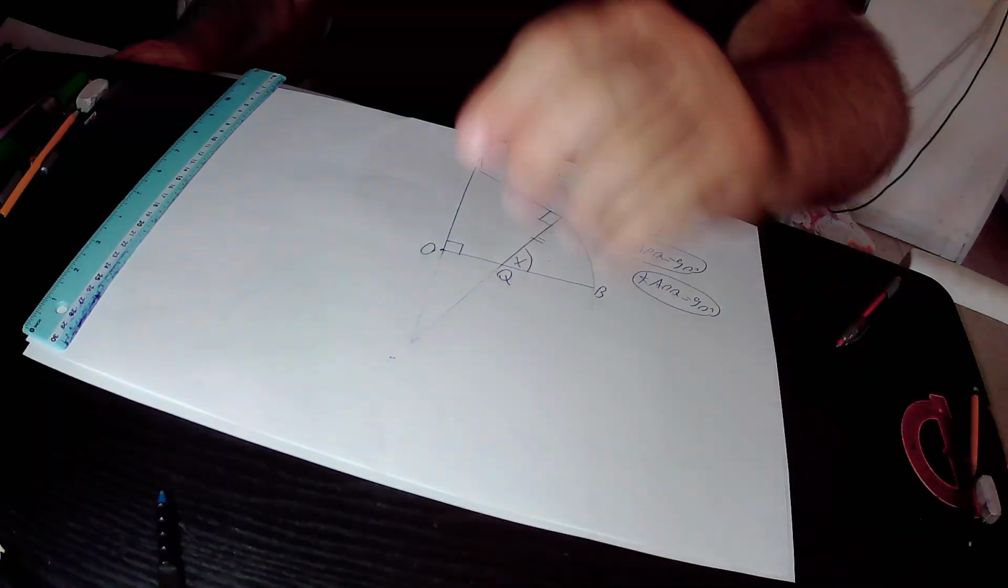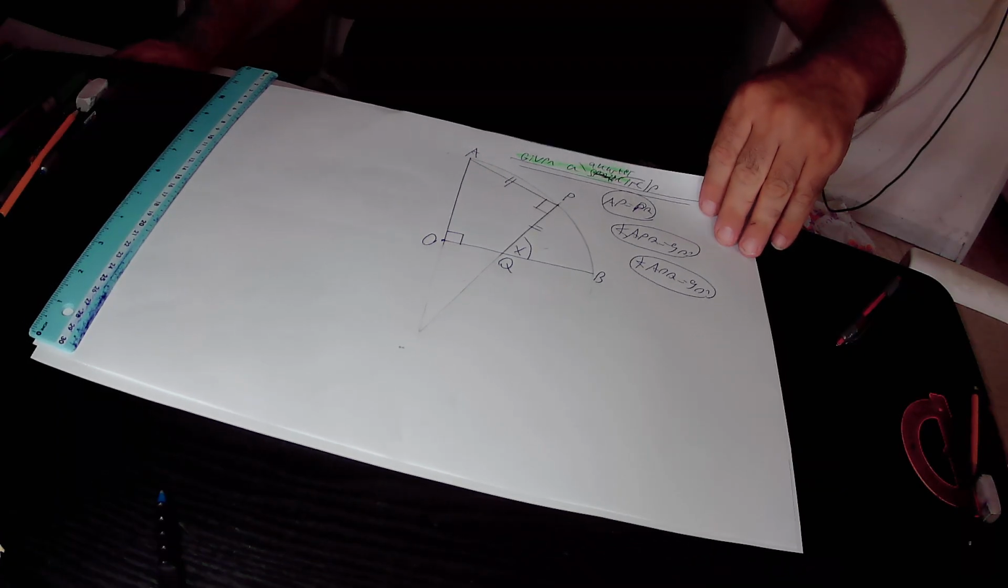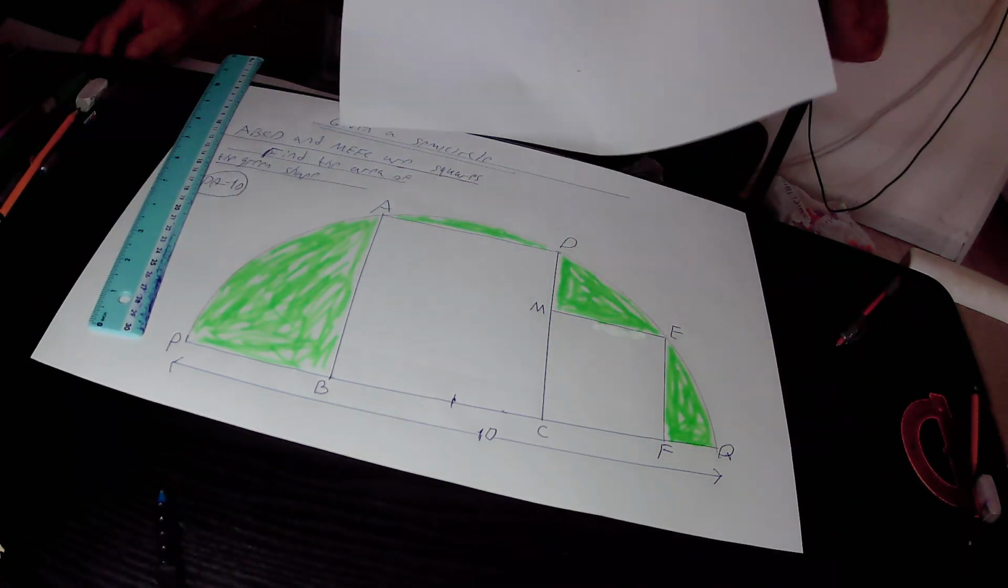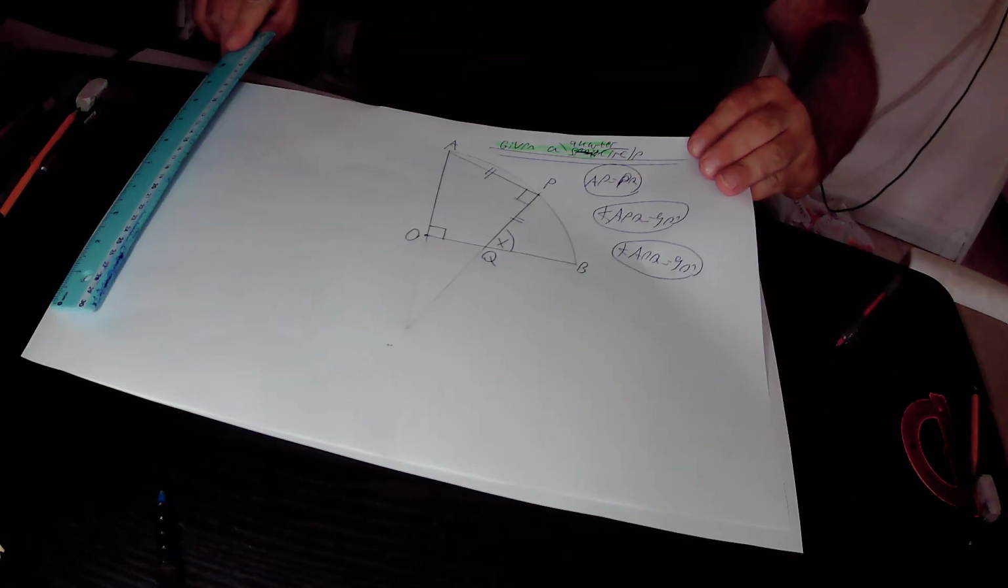Now in this lecture we'll answer two questions. In the first question we find out the size of this angle x, and in the second question we find out the area of the green shape. So we start with the first question.